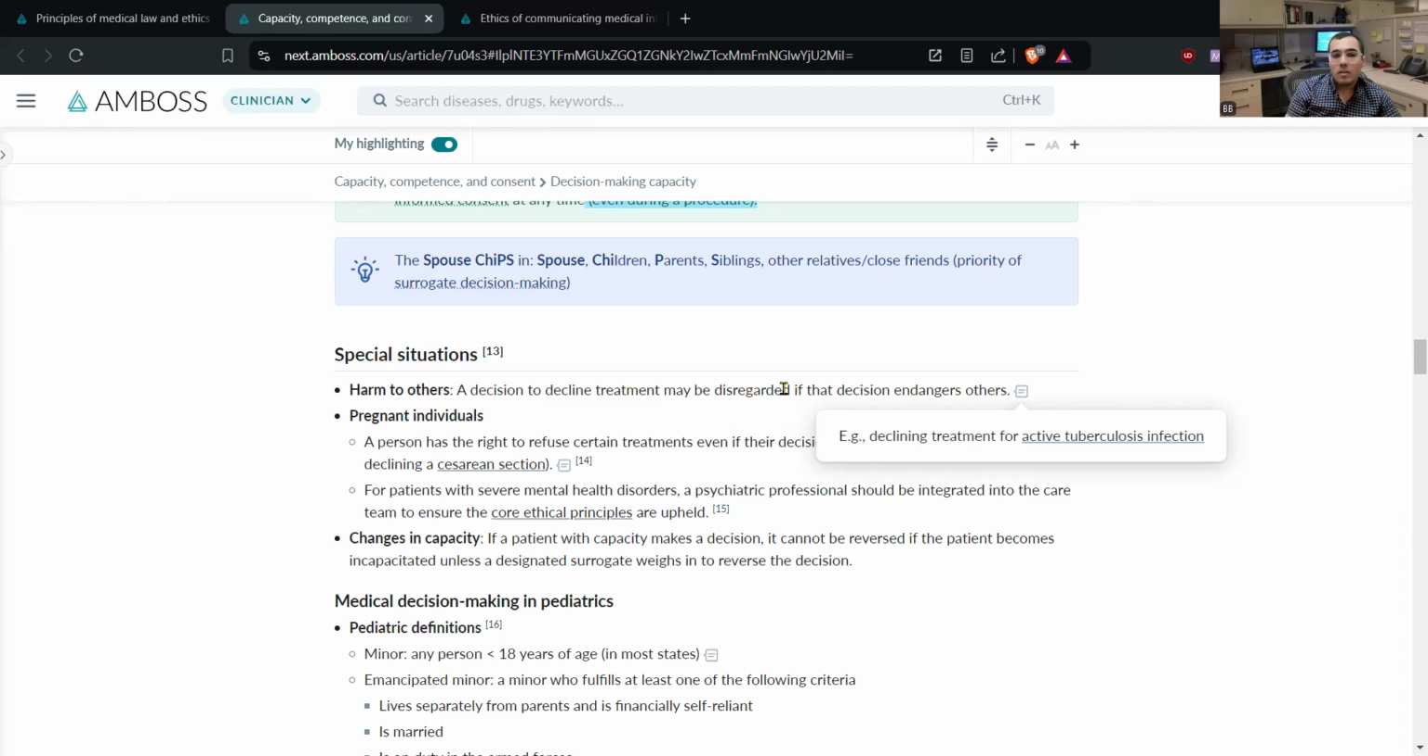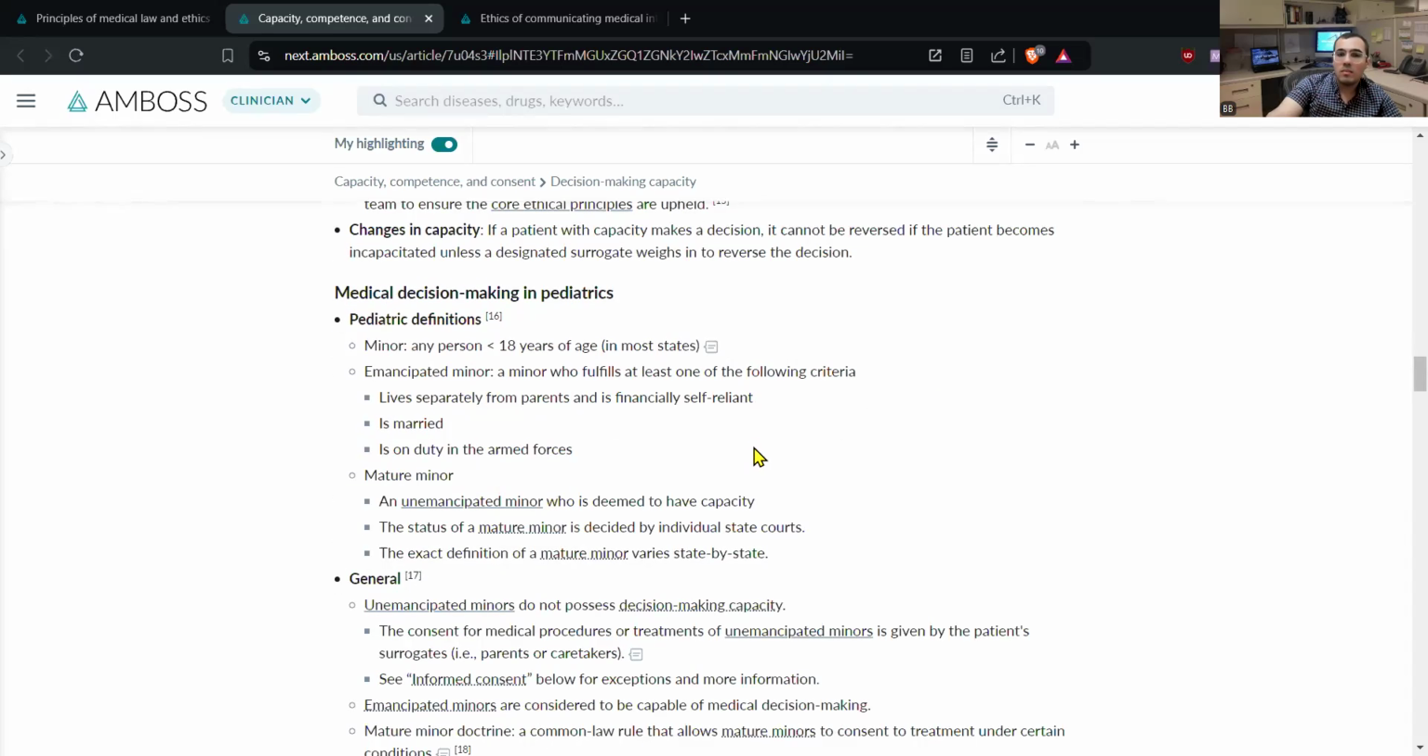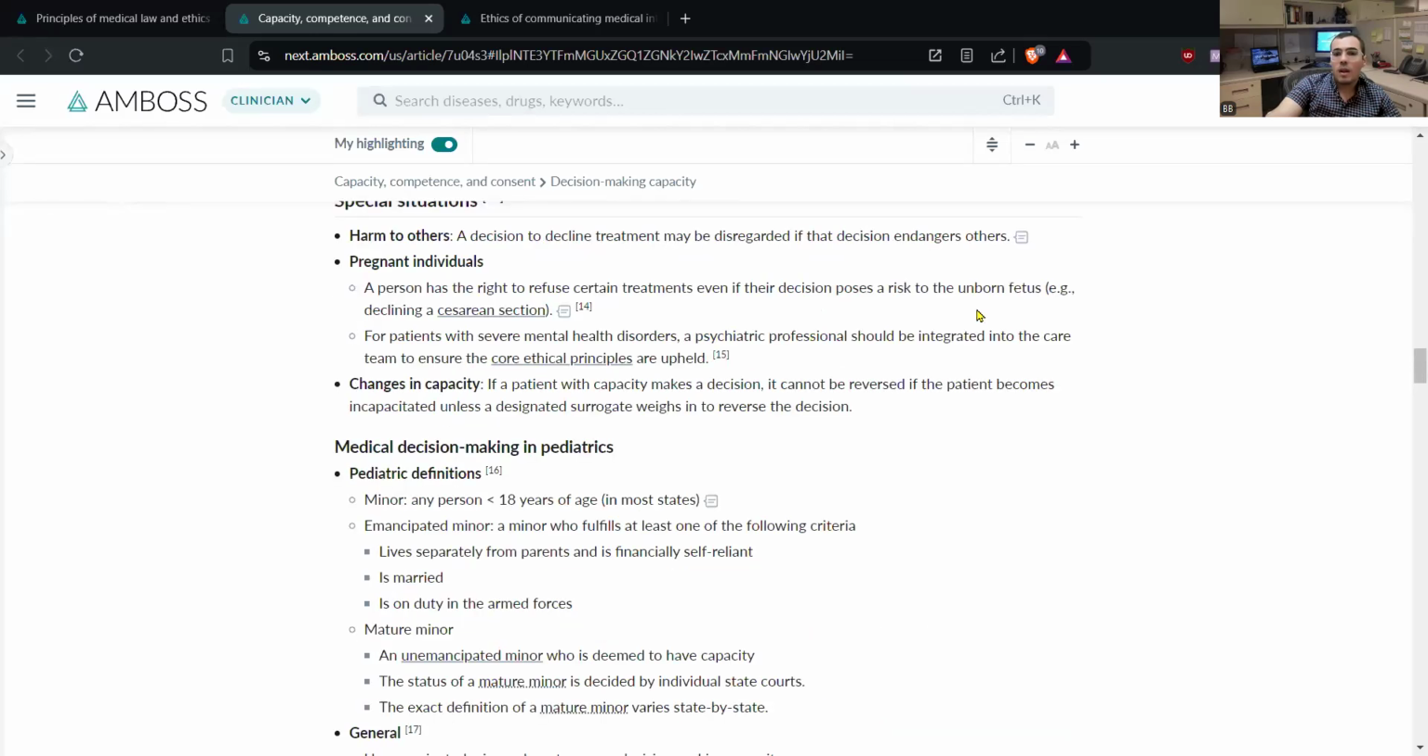Okay? Pregnant patient. A person has the right to refuse certain treatment even if their decision poses a risk to the unborn fetus, like the decision of cesarean section. This upholds the core ethical principle of autonomy. How to remember this? Usually in ethics, the fetus inside his mother is considered one person with her, and the mother can take any decision she wants, even if it can harm the fetus, because it is considered a part of her.